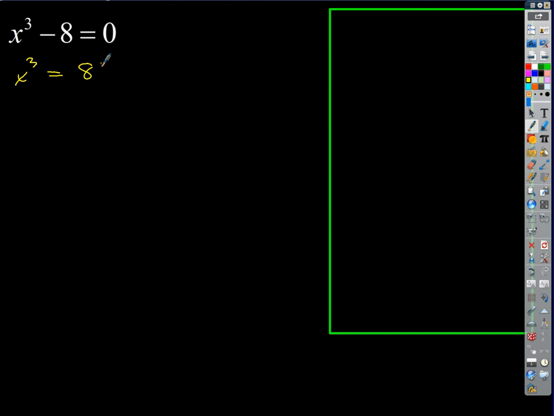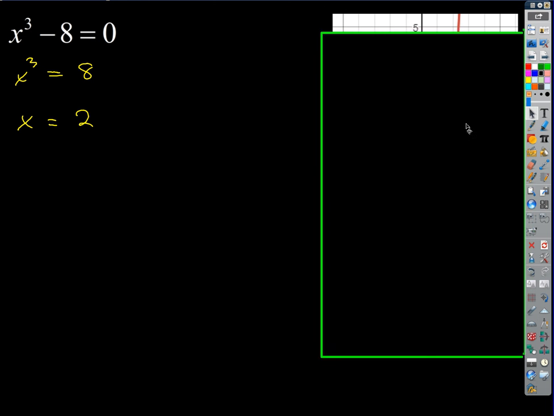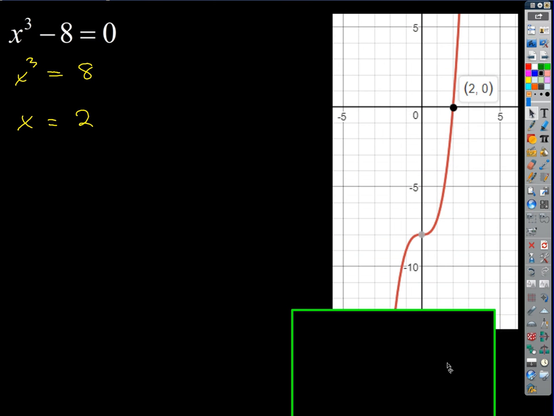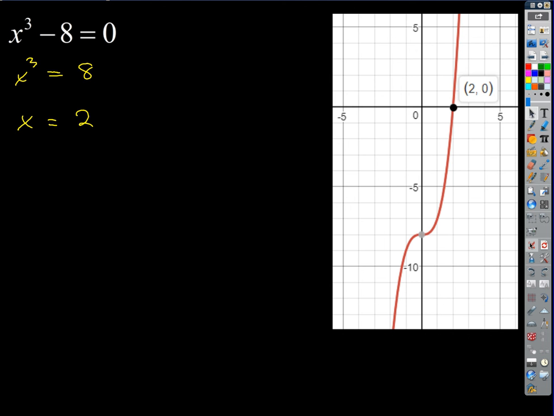Say it again. Cube root it. If I cube root both sides, if you take an odd root, you don't get a plus or minus. You just get one answer. And so what's my answer? 2. Okay. Good. And if I look at the result, sure enough, you can see that, what do you know? I do get a real 0 at 2.